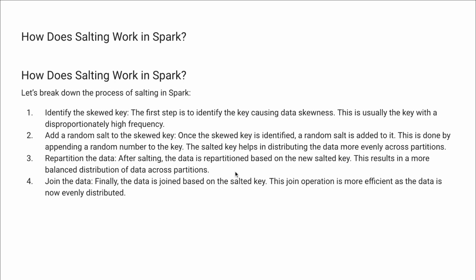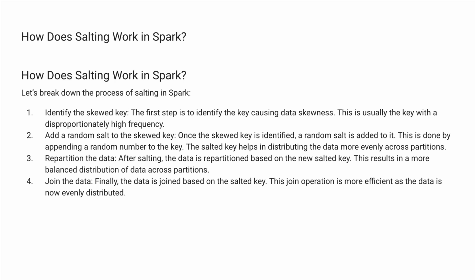Once the salt is added, we repartition the data, and this repartition will redistribute the data across the partitions. Finally, we join the data. The data is joined based on the salted key. Earlier we were joining based on only one key. Now we add the salted key as well in the joins. Once we join the original key along with the salted key, that would distribute the data.